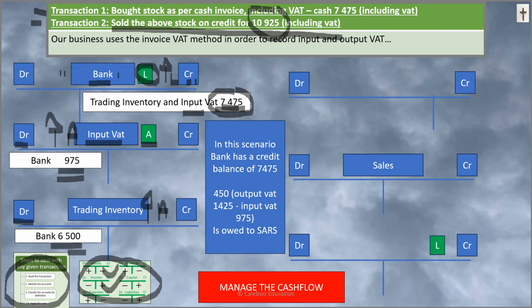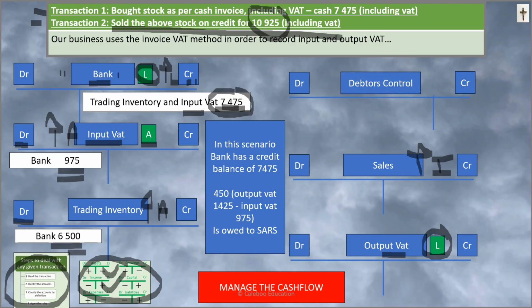So we have sales. Sales is income. An increase in income, the rule says we're going to credit the account. We're going to collect output VAT on behalf of SARS, because 15% was added to the selling price. Output VAT is a liability. Debtors control is debited, because debtors control is an asset. Our debtors owe us more.